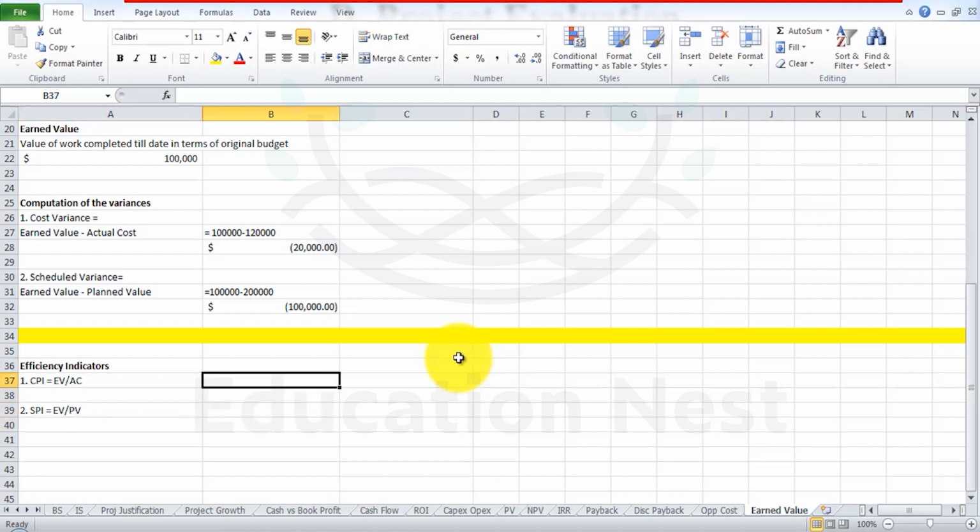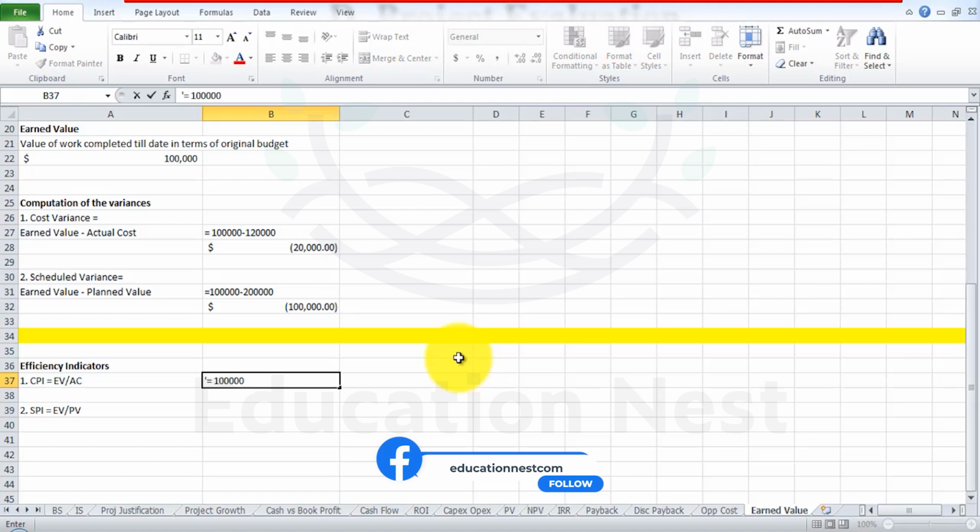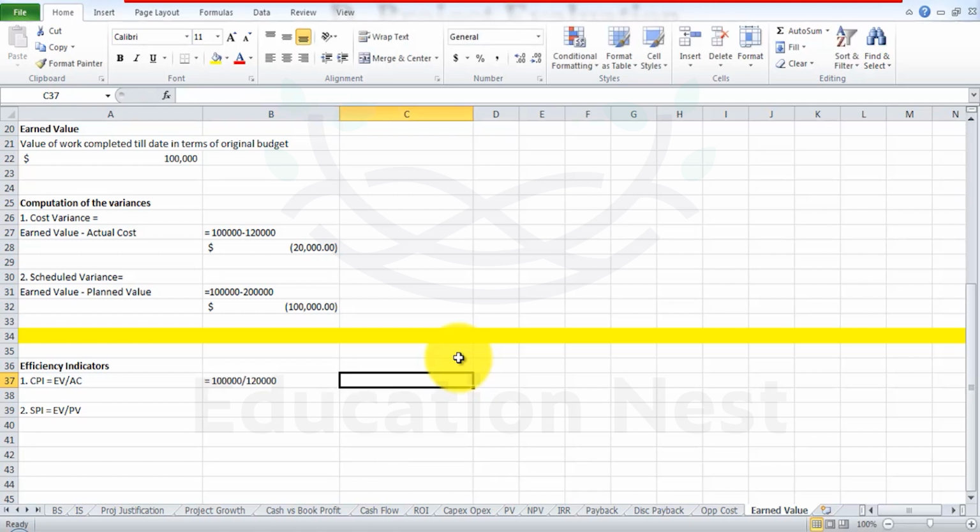We're going to understand this in more depth by continuing the example from the previous session. Over here, the cost performance index is equal to earned value, that is $100,000, divided by the actual cost, that is $120,000. That is equal to 0.83333, so approximately 0.83.